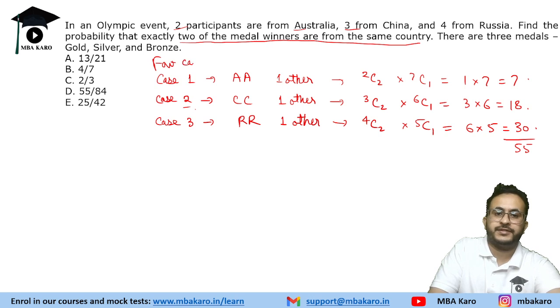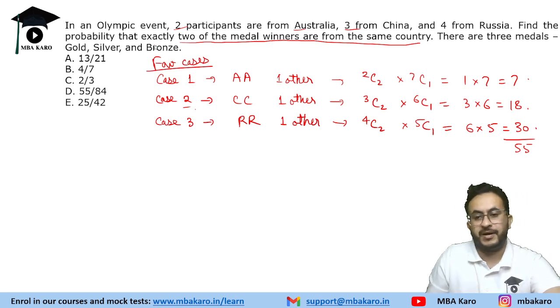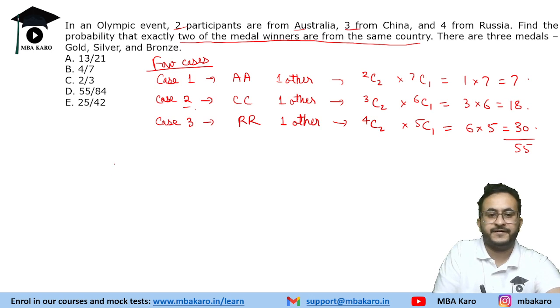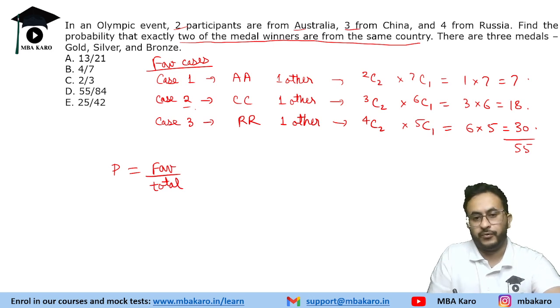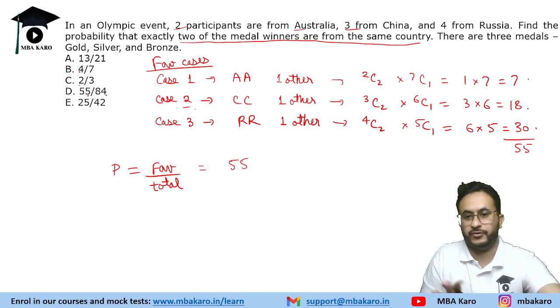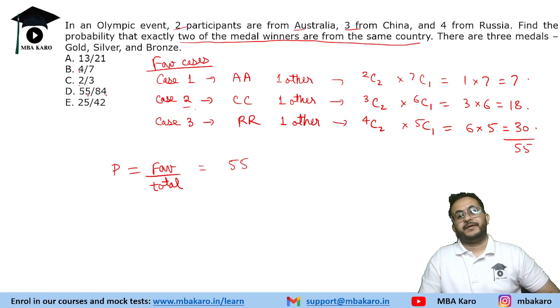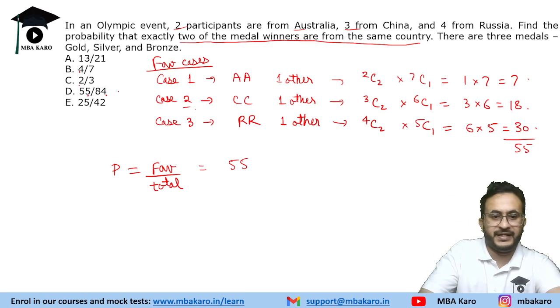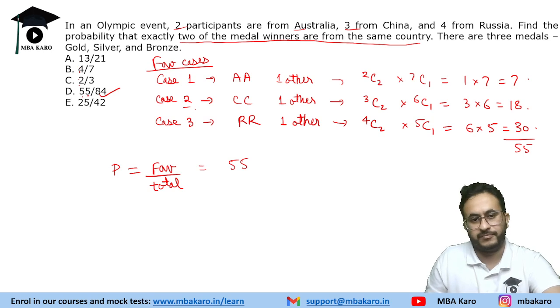Favorable cases. What happens in probability? Probability is favorable outcomes upon total outcomes. Now, what are total outcomes? Favorable we said 55. Now, you would say that 55 by 84 is the answer, but it could be 4 also, or 12. We do not know the denominator, right? Ideally, you would mark 55 as the answer because 55 is not divisible by 2 or 4 or 13 or 25. So you can mark that also as the answer.